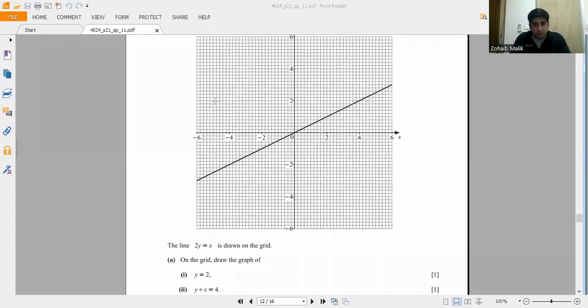y is equal to 2 is very simple to draw, which is always a horizontal line that cuts the y axis at 2. Okay, so y is equal to 2 is drawn. For the next, we need to draw y plus x is equal to 4. Now we have to draw this. First of all, let's make y the subject: 4 minus x. This is a linear equation, and to draw it we need to make a table.